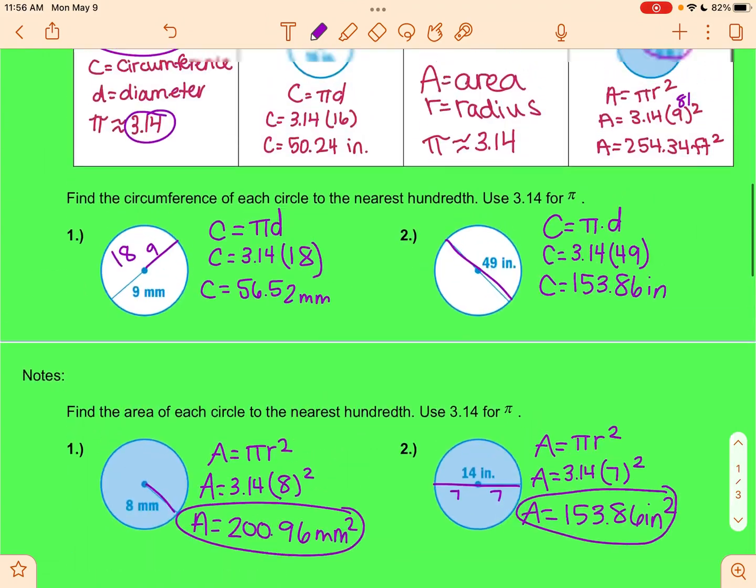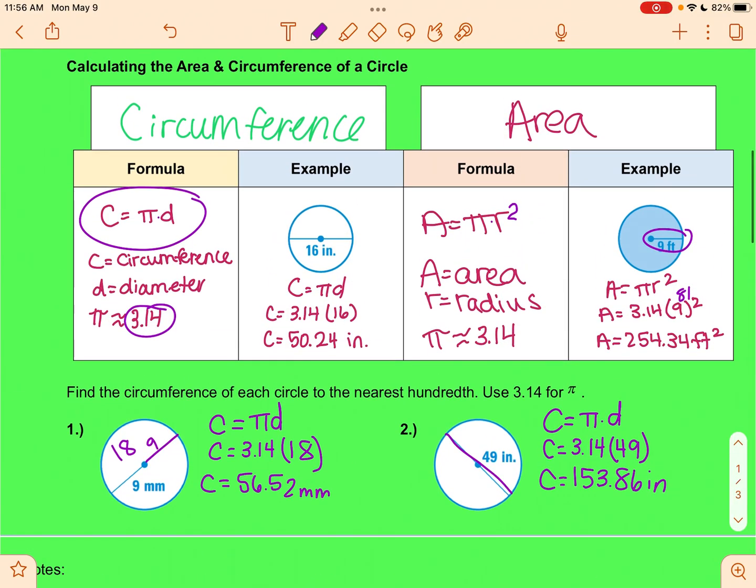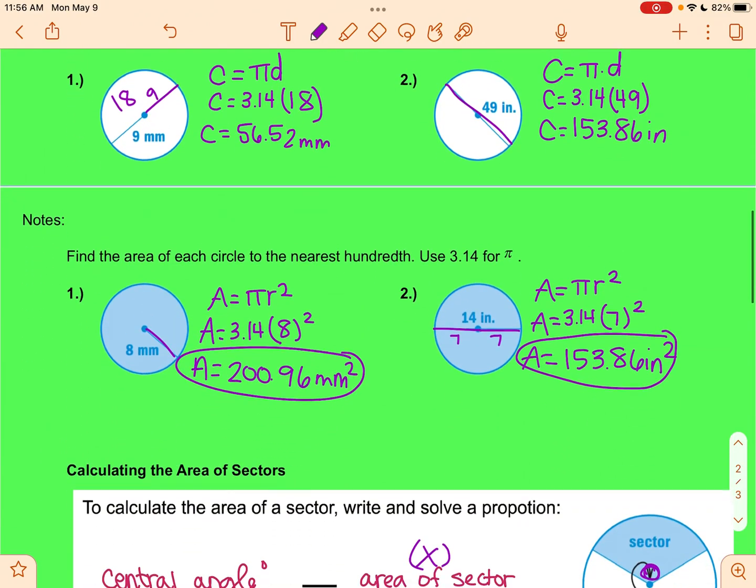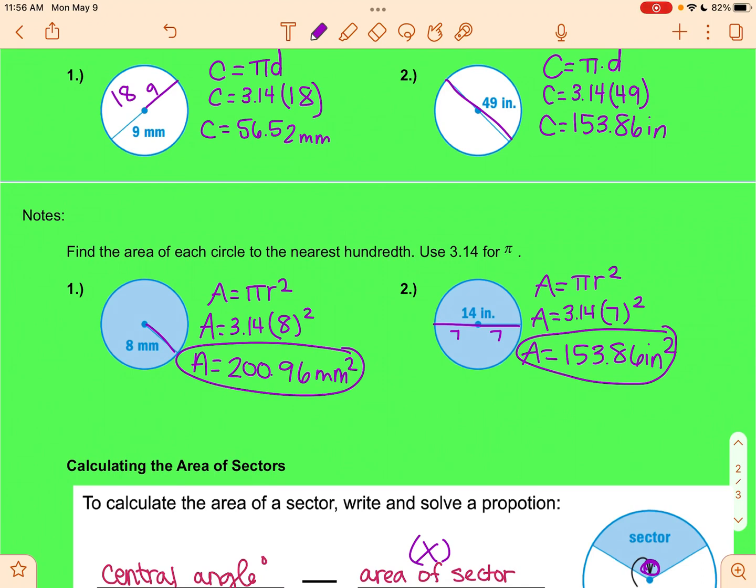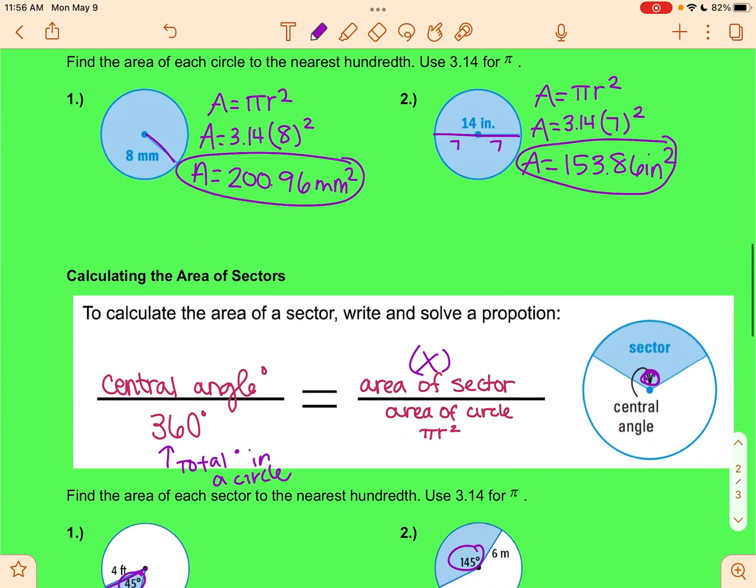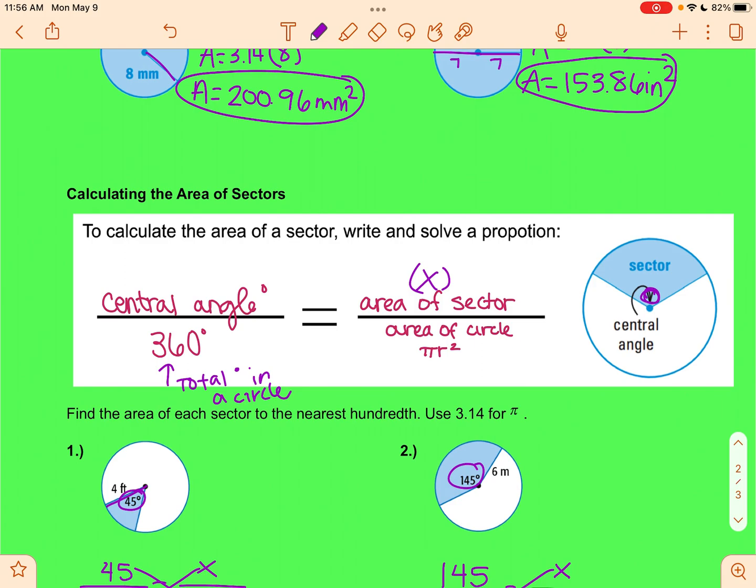Awesome, so we just learned how to find circumference, which is pi times your diameter, area, which is pi times your radius squared, and then the area of a sector, which is setting up a proportion.